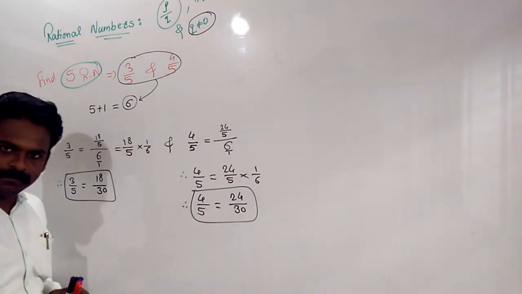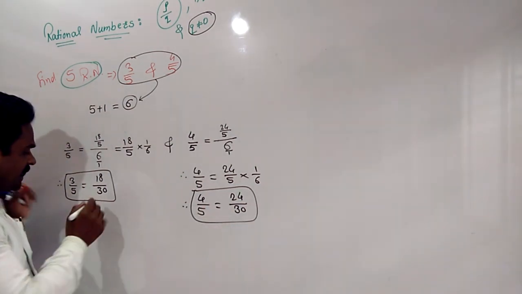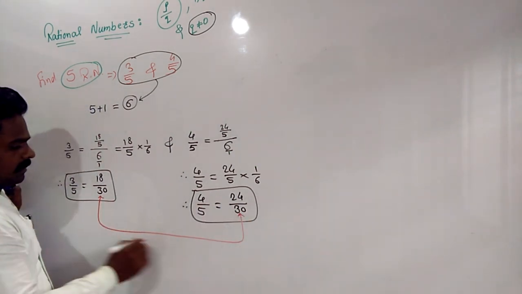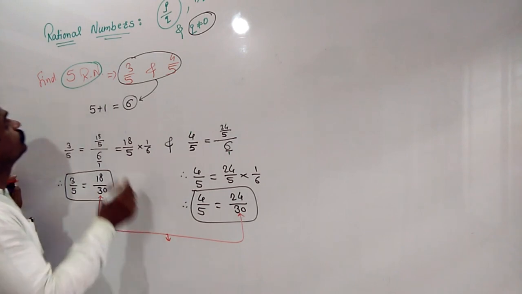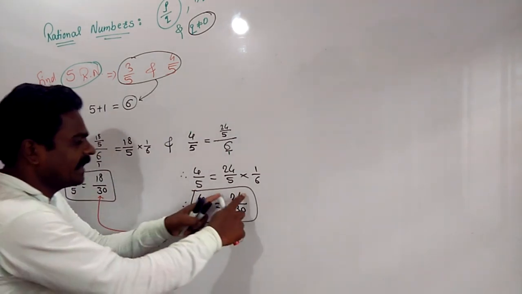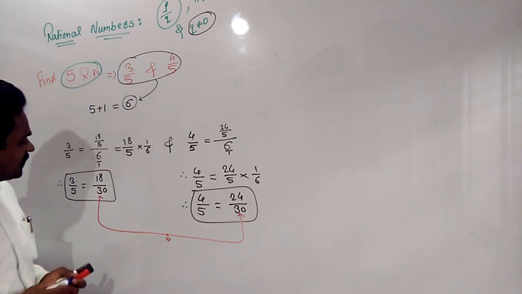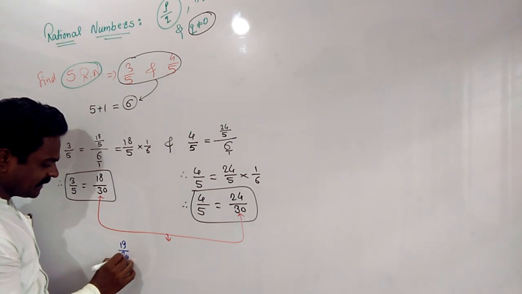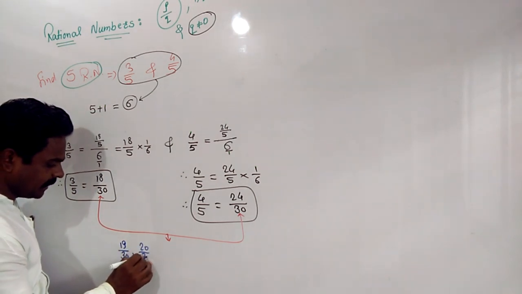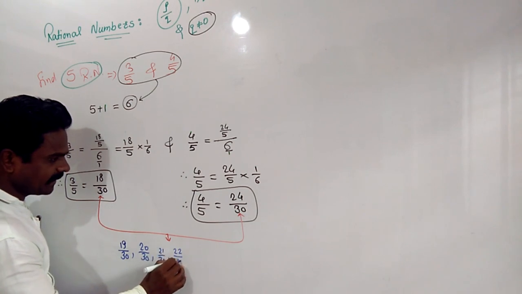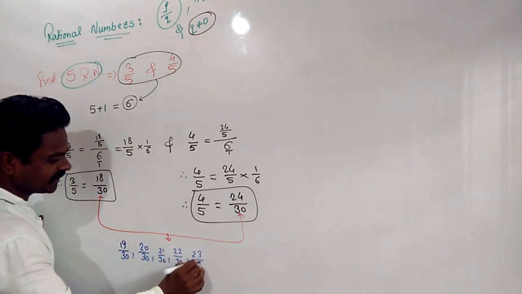Both have the same denominator. Now we can easily write the numbers. How many numbers do we want? 5 rational numbers in between 18 by 30 and 24 by 30. So the first one is 19 by 30, 20 by 30, 21 by 30, 22 by 30, 23 by 30. So these are required.